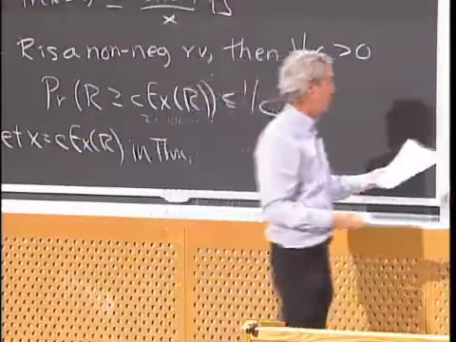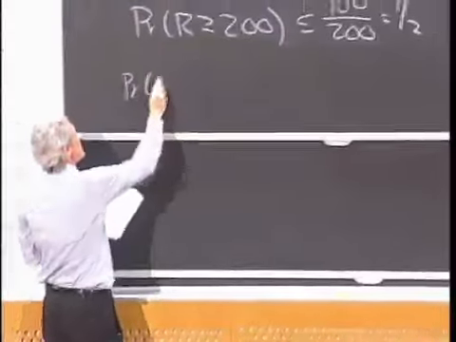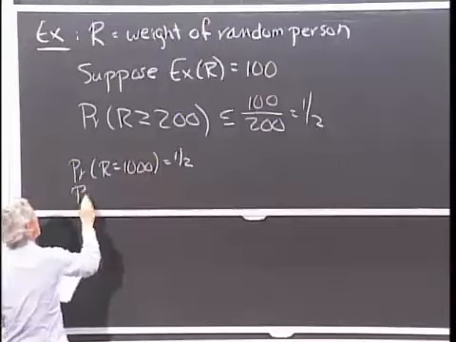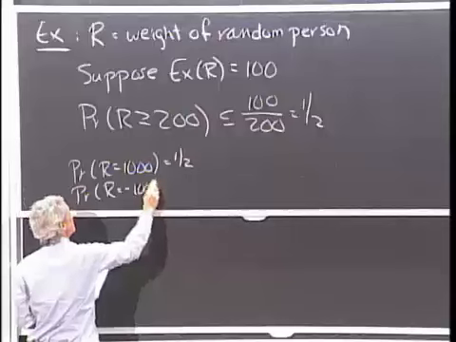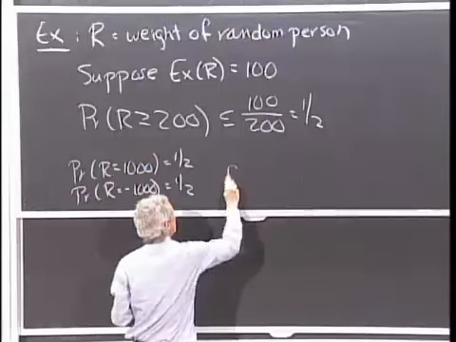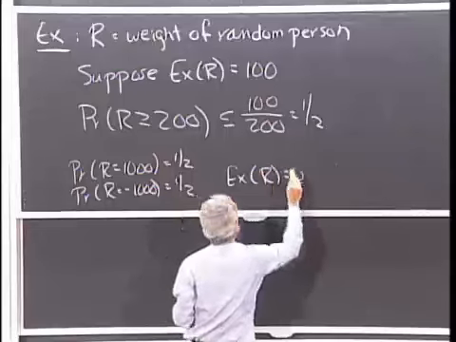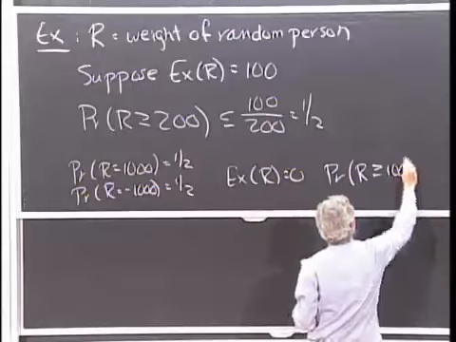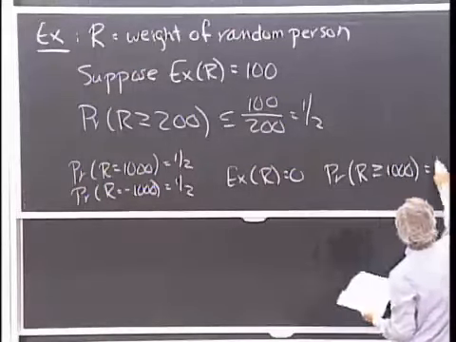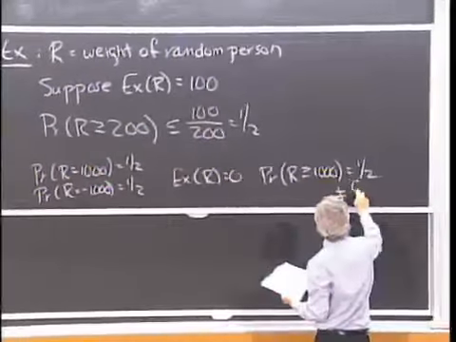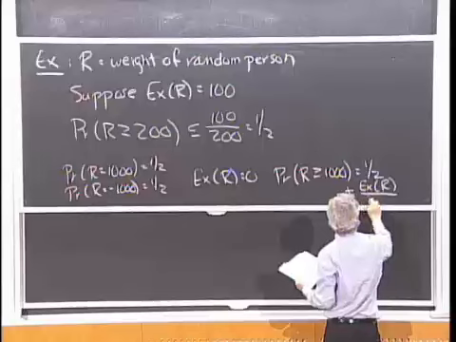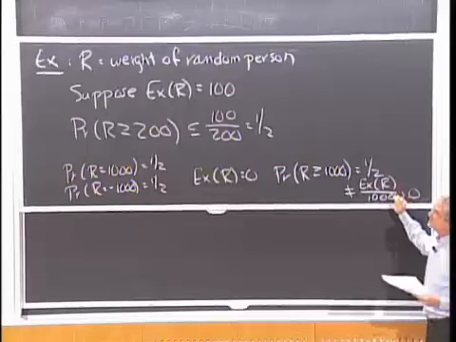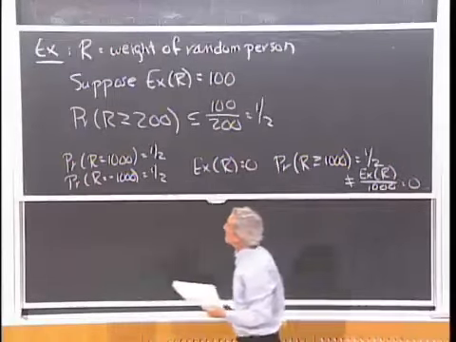Yeah, good. So for example, say the probability that r equals 1,000 is a half, and the probability that r equals minus 1,000 is a half. Then the expected value of r is 0. And say we ask the probability that r is at least 1,000. Well, that's going to be a half, but that does not equal the expected value of r over 1,000, which would be 0. So Markov's theorem really does need that r be non-negative.